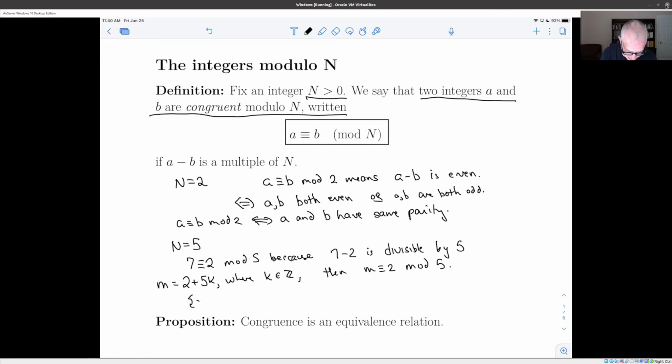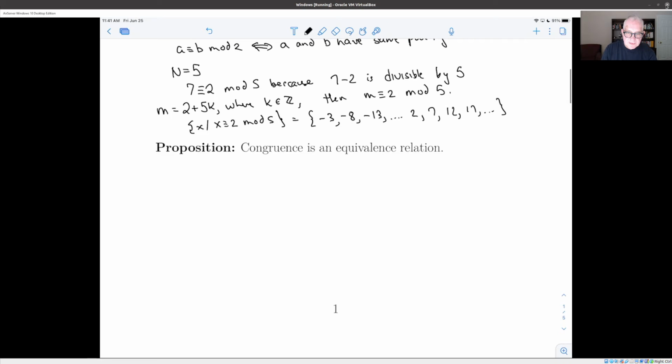So the set of x such that x is congruent to 2 mod 5 is the set, well, let's see. It's going to have negative 3 in it, and negative 8, and negative 13, but it's also going to have 2 in it, and 7, and 12, and 17, and so on. So it's this arithmetic progression that goes off in each direction. And this relationship is an equivalence relation.